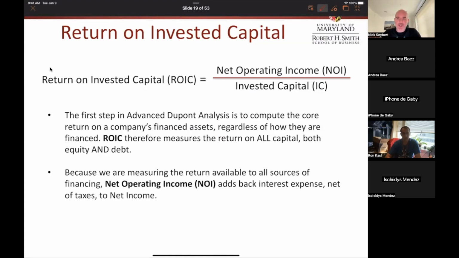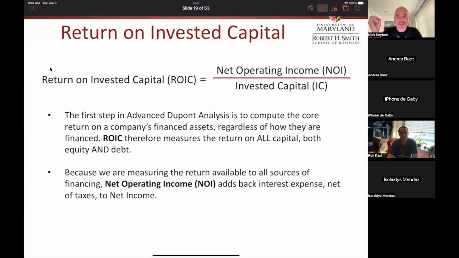Since we're measuring the return on all the capital, we need to make an adjustment to net income. And this is an accounting peculiarity of just how accounting is done in the United States. Well, I guess in most countries in the world. And you may not remember this from accounting, but interest expense is on the income statement. So when you're looking at net income, interest expense has already been deducted.